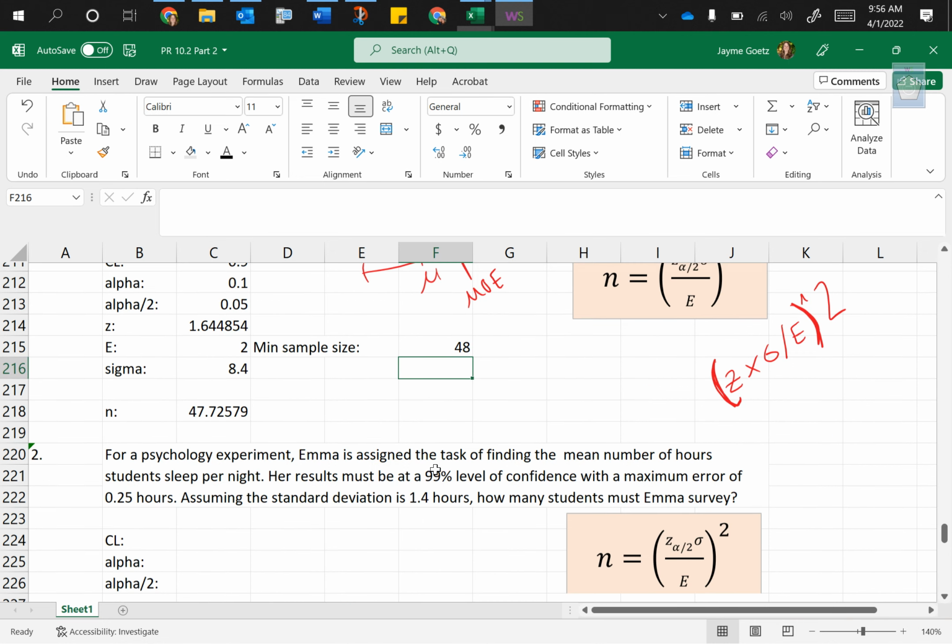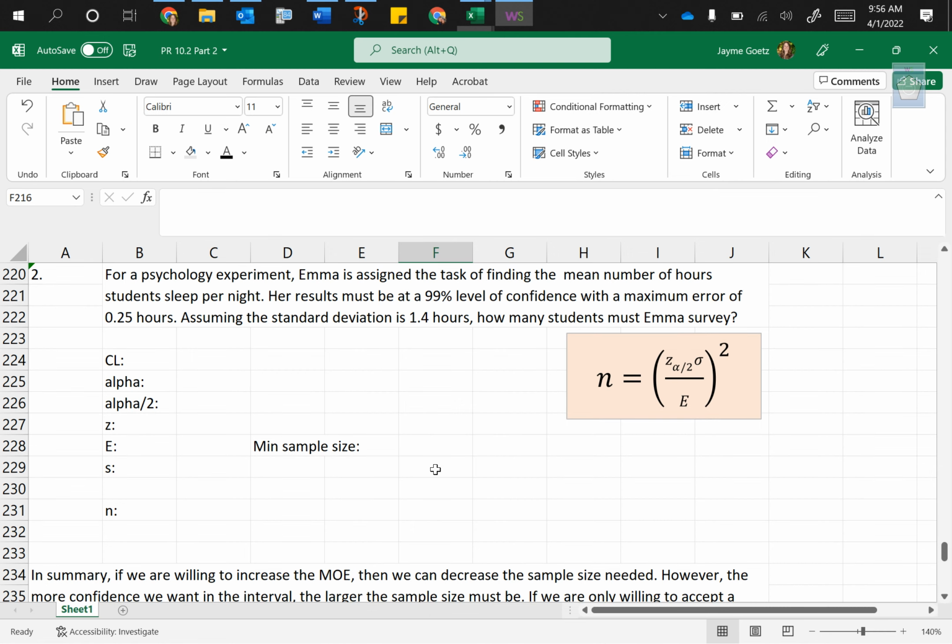All right, let's go to number 2. For a psychology experiment, Emma is assigned the task of finding the mean number of hours of students' sleep per night. Her results must be at a 99% level of confidence with a maximum error of 0.25 hours. Assuming the standard deviation is 1.4 hours, how many students must Emma survey?